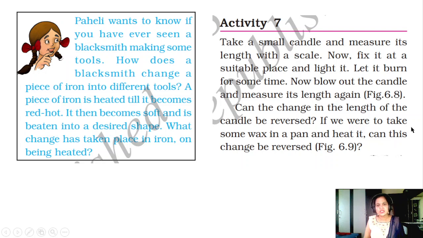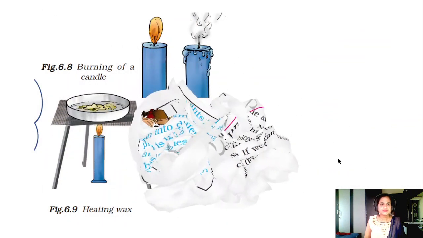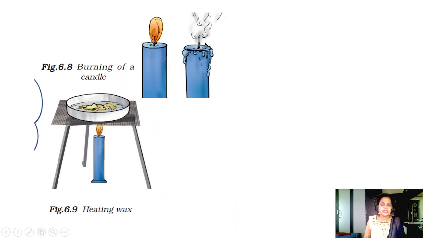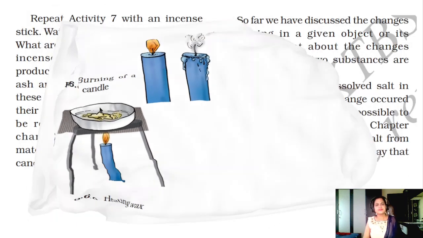If we were to take some wax in a pan and heat it, can this change be reversed? Yes, it can be. See, there is a difference between these two. Here, the wax is being burned into the air, and here the wax change can be reversed. Not this. In the burning of the candle, some of the candle is being wasted in the burning. You will not get the same amount of wax back again. But what is there in this pan? You can get the same amount of wax after heating and cooling down.